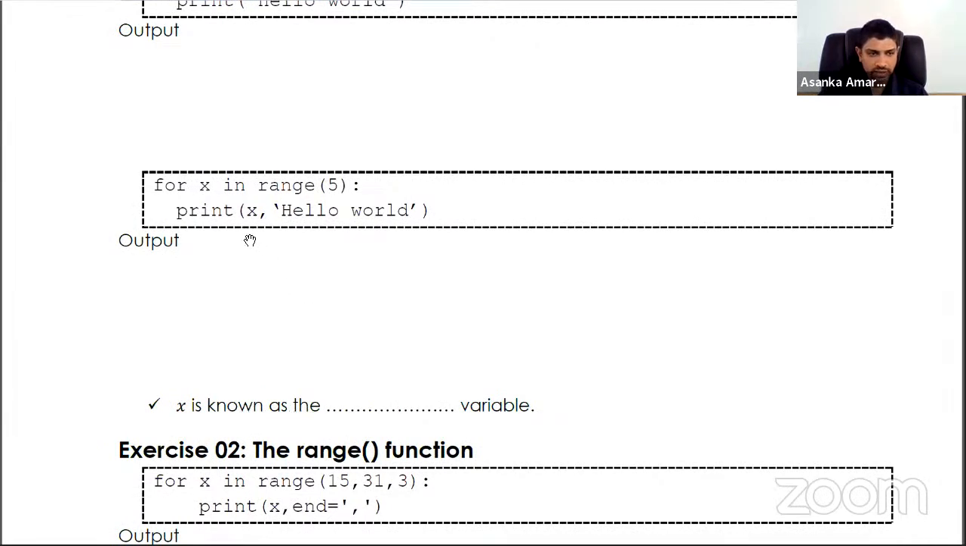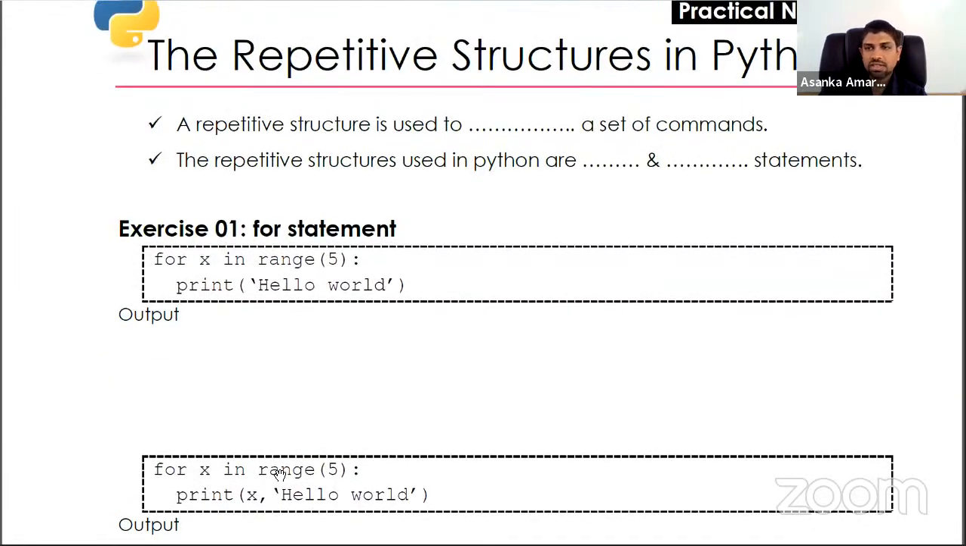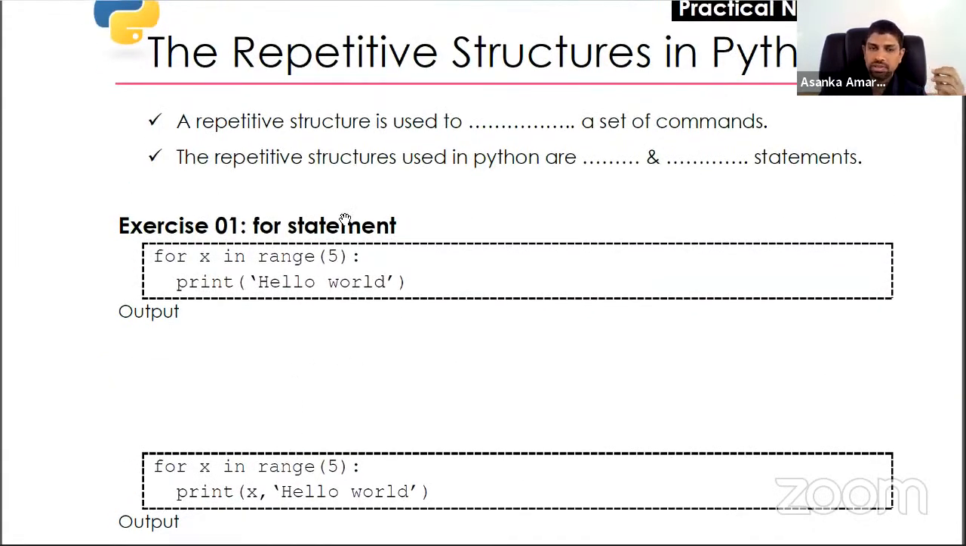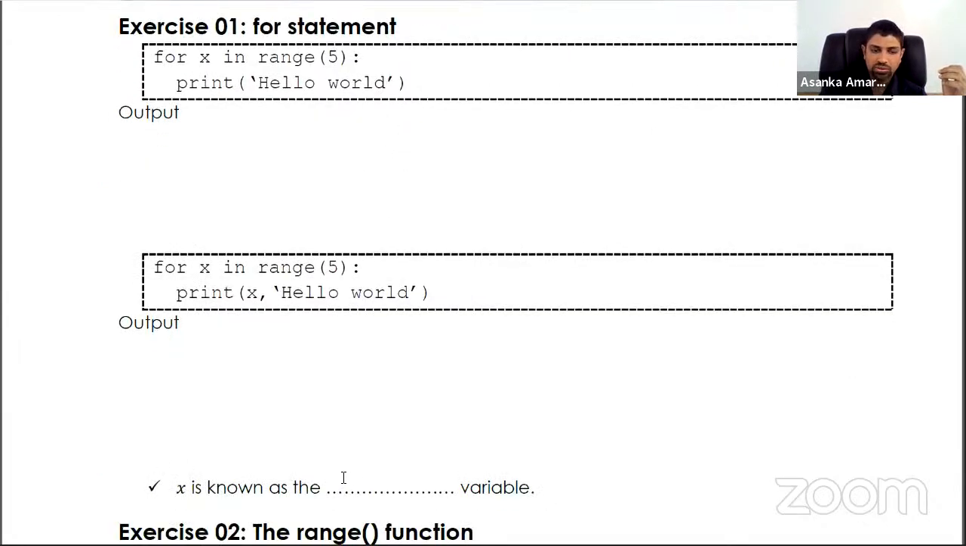x is a variable, right? There's another name for a repetitive structure. That name is loop. We use the term loop for repetitive structures. Later I will explain why we use the term loop. Therefore, this variable is called the looping variable. x is known as the looping variable. So the looping variable varies from 0 to 4, totally 5 times. If you put 5, it comes 5 times. Okay, right.